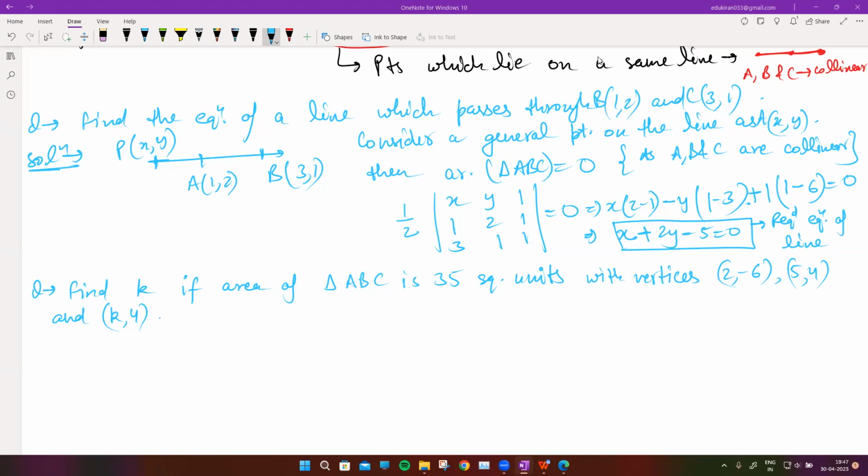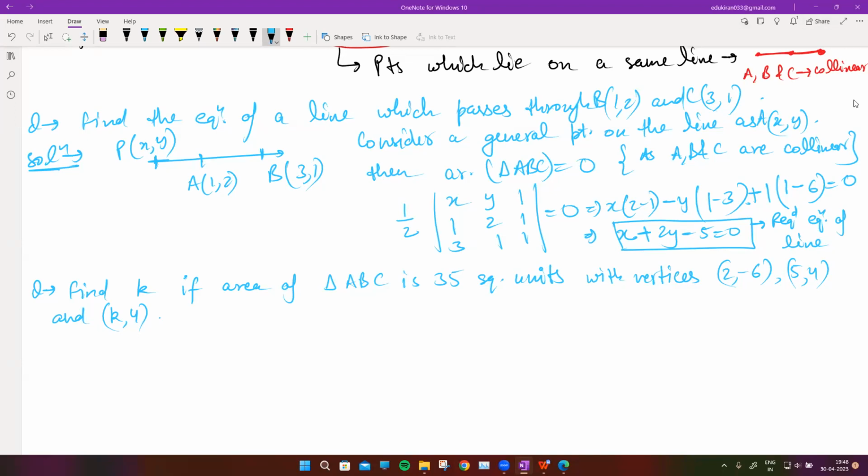Okay, so this is our next question. We have to find out the value of K, and we have already been given the area of this triangle. Now I have written a second point which I haven't explained. I would like to explain that point again.